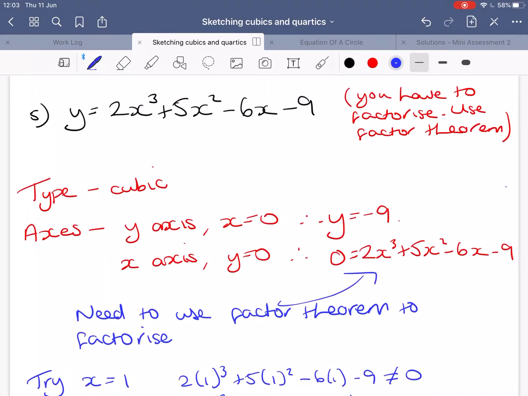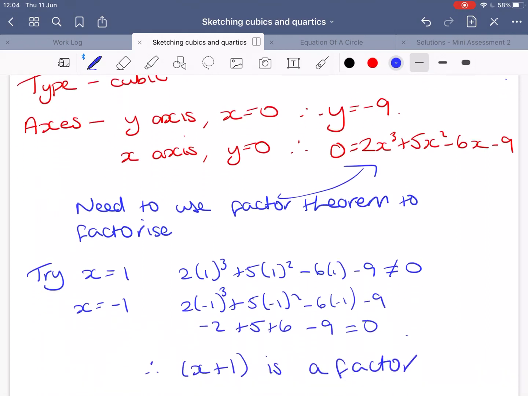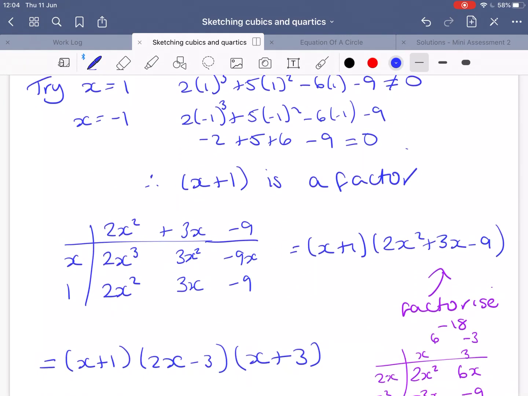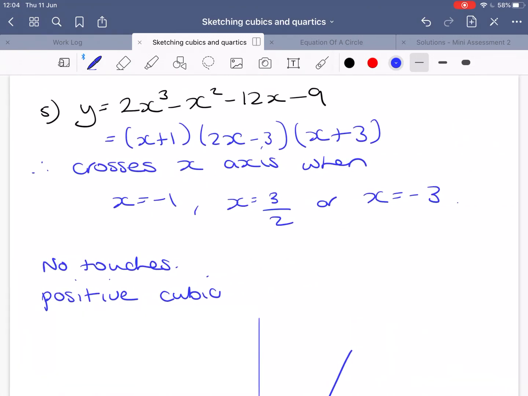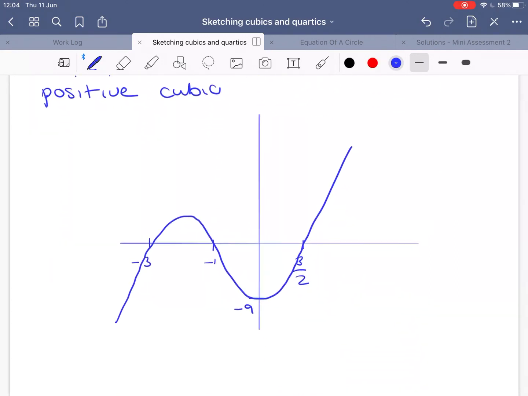And number 5. Okay, so it's a cubic, positive cubic. Find where it crosses the y-axis nice and easily. Need to use your factor theorem to find where it crosses the x-axis and do all of that. And then you get your three factors. So you should have got x plus 1, 2x minus 3 and x plus 3. You find out where it crosses the axes. There's no repeated solutions, so there's no touches. And so it should look something like that.